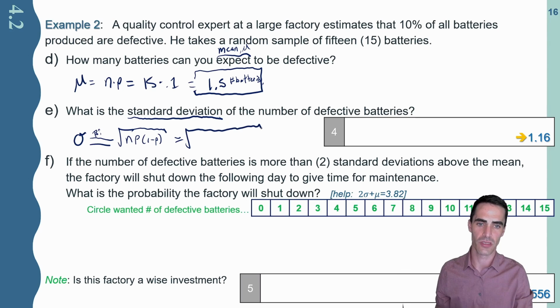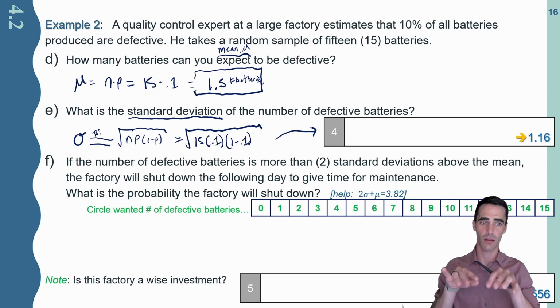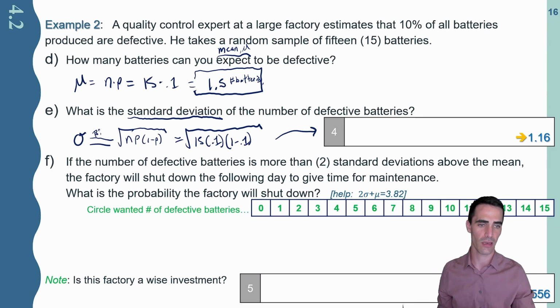I'll write out what you would type in Excel. Excel can compute this for you. I would type the square root of 15 times p. It's going to be parenthesis 0.1. And then times, I could write another parenthesis, 1 minus 0.1. If I want to write that in Excel, if you already have it open, it's very friendly to calculate. If I need to do the square root, we can do so.